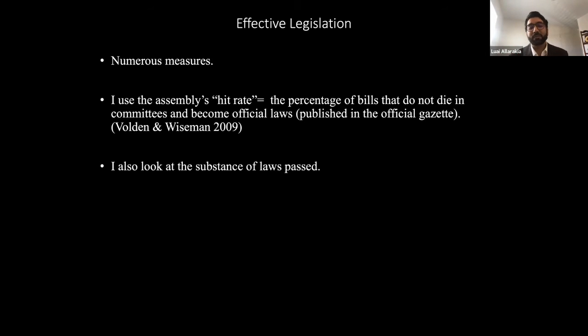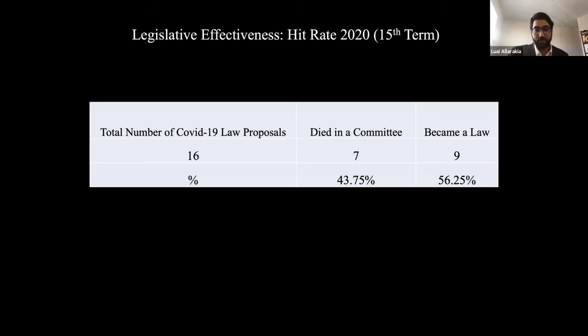I also look at the substance of laws passed, because if you look at the sheer quantity of laws that made it outside of the committee, these laws could be laws that aren't significant or aren't very important. So it's important to also look at the substance and not just the sheer numbers.